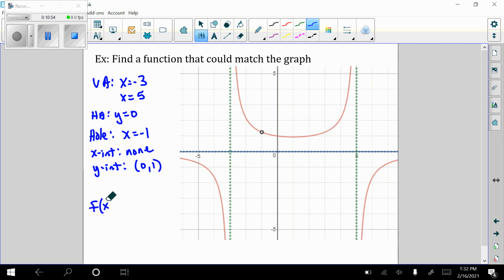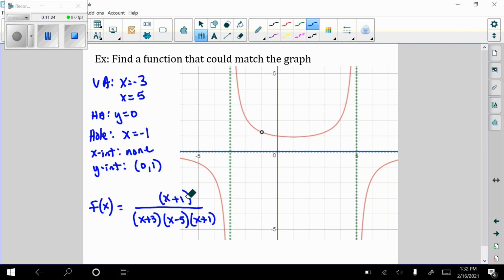So just looking at my vertical asymptotes, my horizontal asymptote, and my hole. I know I needed x plus 3 in the bottom for my vertical. I need an x minus 5 for my other vertical. And for my hole, I need an x plus 1 in the top and the bottom. So now the issue is, does this work out for my y-intercept?